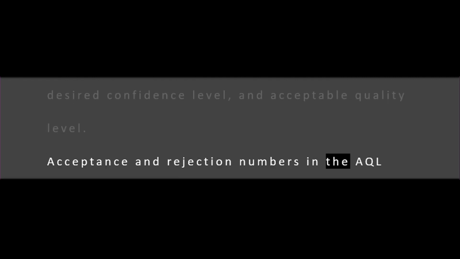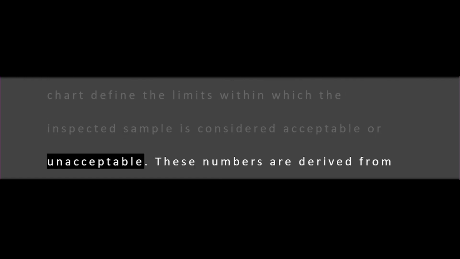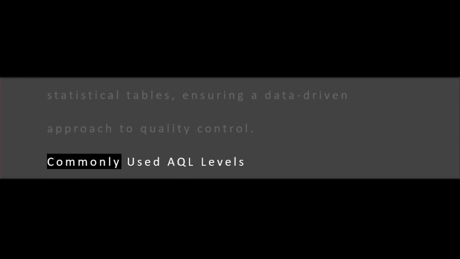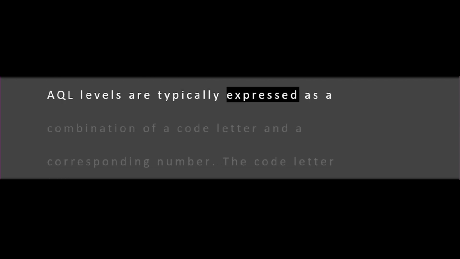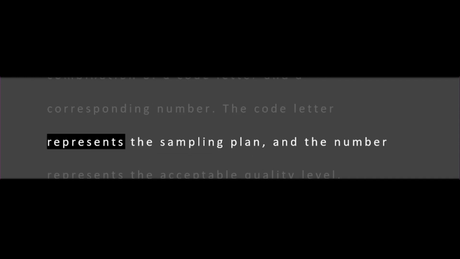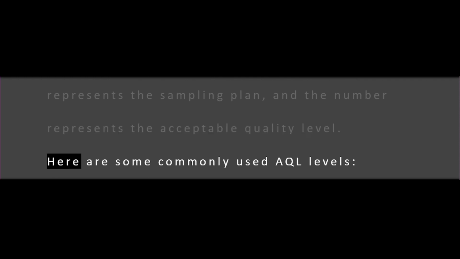Acceptance and rejection numbers in the AQL chart define the limits within which the inspected sample is considered acceptable or unacceptable. These numbers are derived from statistical tables, ensuring a data-driven approach to quality control. Commonly used AQL levels. AQL levels are typically expressed as a combination of a code letter and a corresponding number. The code letter represents the sampling plan, and the number represents the acceptable quality level. Here are some commonly used AQL levels.